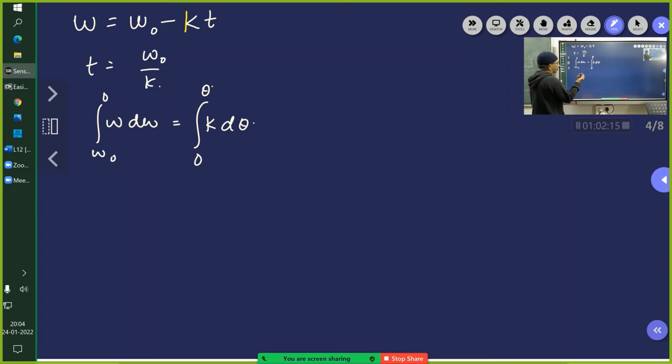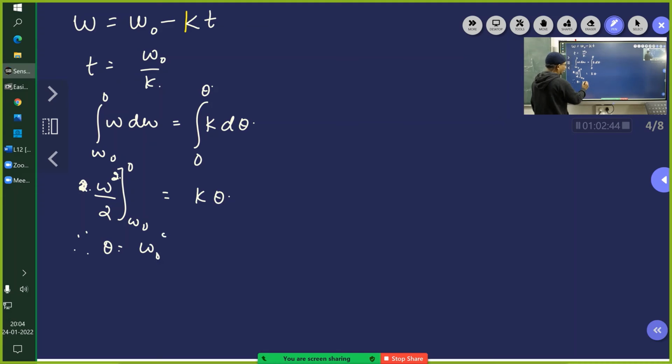But I would prefer this, because straight away you will get omega square. So this is minus omega naught square by 2, omega is 0. So you will get k into theta, so theta will be equal to omega naught square over, of course k will also come.